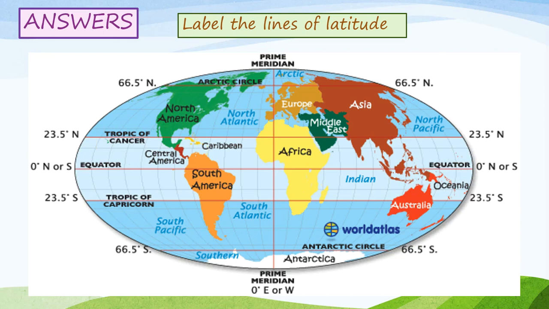Welcome back. Here are the answers. So remember, the one in the northern hemisphere at 23.5 degrees is the Tropic of Cancer. Of course, the equator is in the middle at 0 degrees, and the Tropic of Capricorn is the southern hemisphere line of latitude.